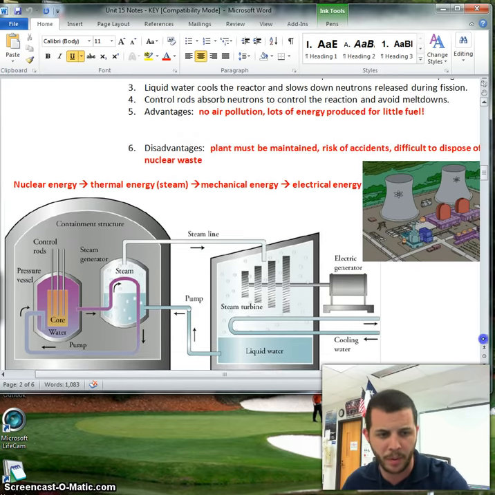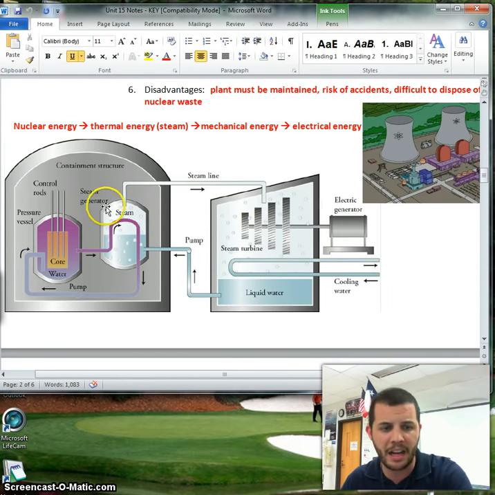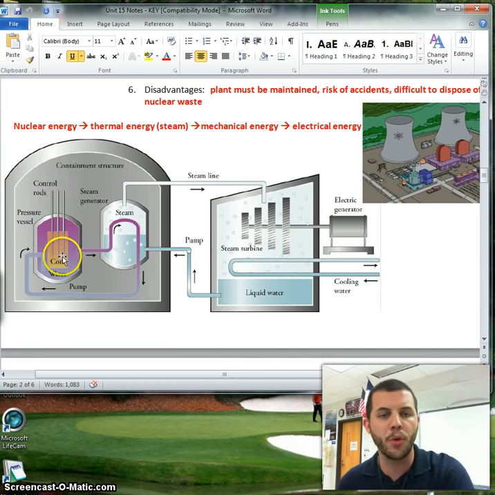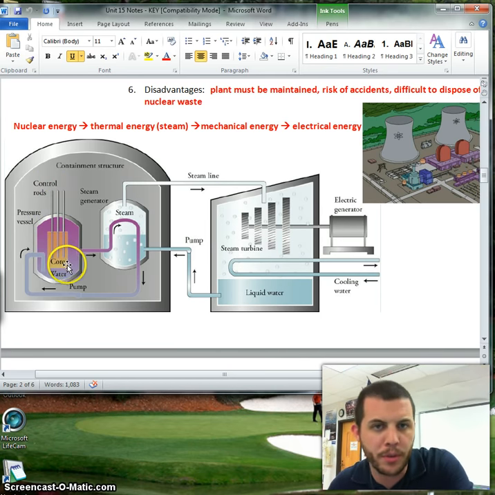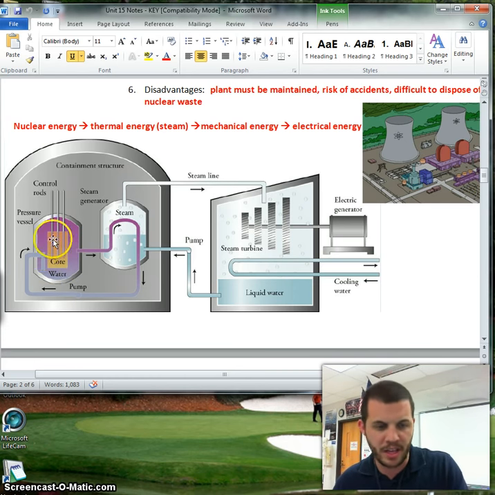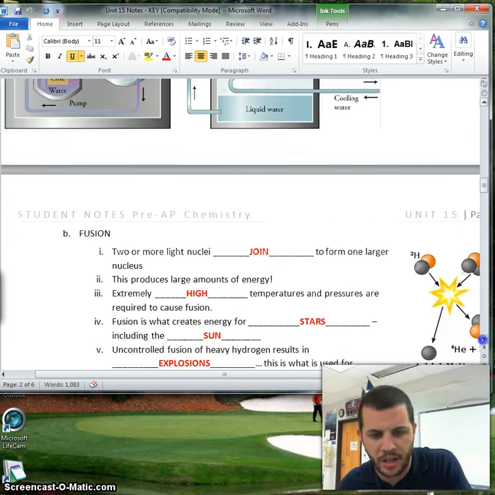So let me show you real quickly what's happening here. You're going to have a reaction which takes place right here in the nuclear core. Now, we have these control rods in place. The control rods are there to absorb neutrons. Okay, when they absorb those neutrons, that's what's going to allow us to control the reaction. So either way, that nuclear reaction is going to take place. It releases a lot of energy, which heats up this water. The water then, once it's heated up, turns into steam and goes through this steam line and then turns this generator. So that's what ends up giving us our energy.